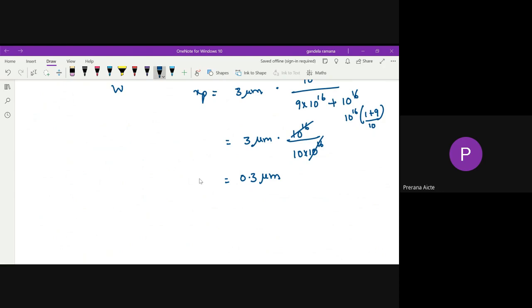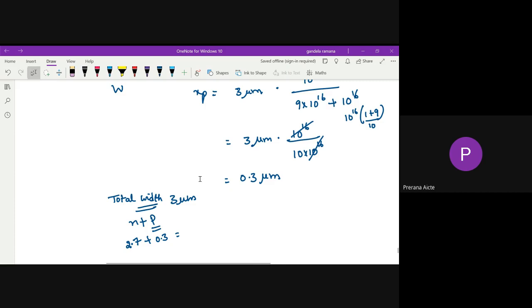The total width is 3 micrometers, which is the N side width plus the P side width. The P side width is 0.3, so 3 minus 0.3 gives the N side width, which is 2.7. So here the width of the N side is 2.7.